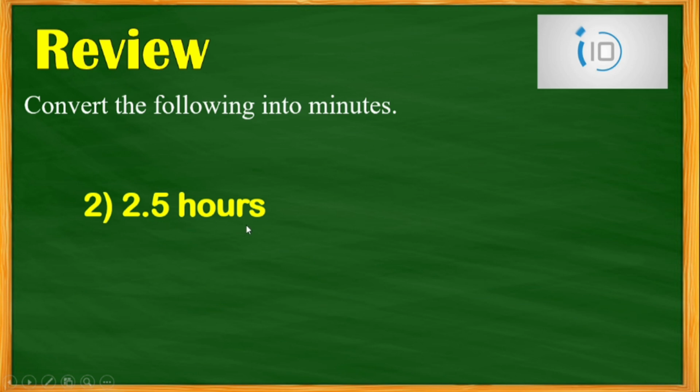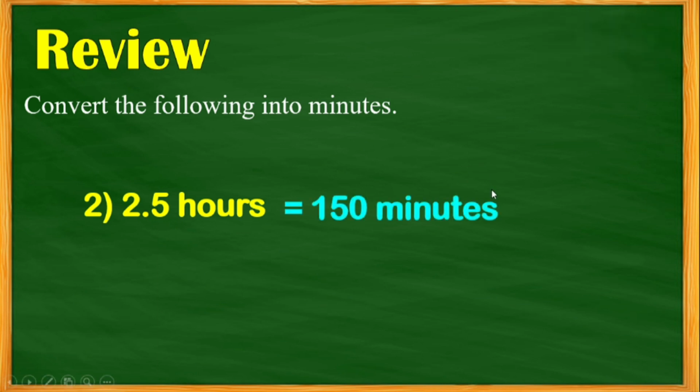Okay, for number 2, you have 10 seconds. Convert this one into minutes. Your timer starts now. Time's up. The correct answer for this one is 150 minutes because we have 60 plus 60 is 120. Then half of 60 is 30. 120 plus 30 is 150 minutes.